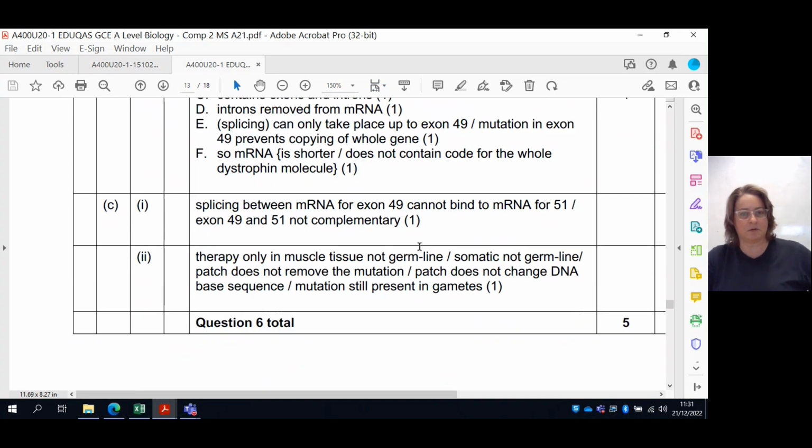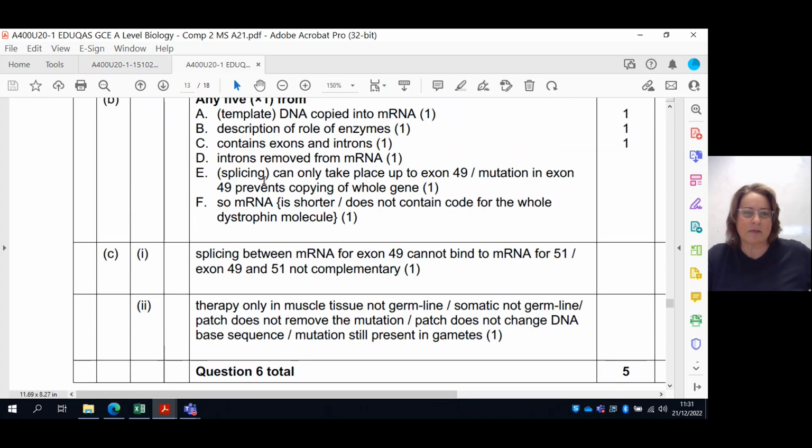Look at the mark scheme to go with that one here. Okay, can only take place up to 49. The mutation is where we would be copying the whole gene. So therefore, we can't copy the whole thing.